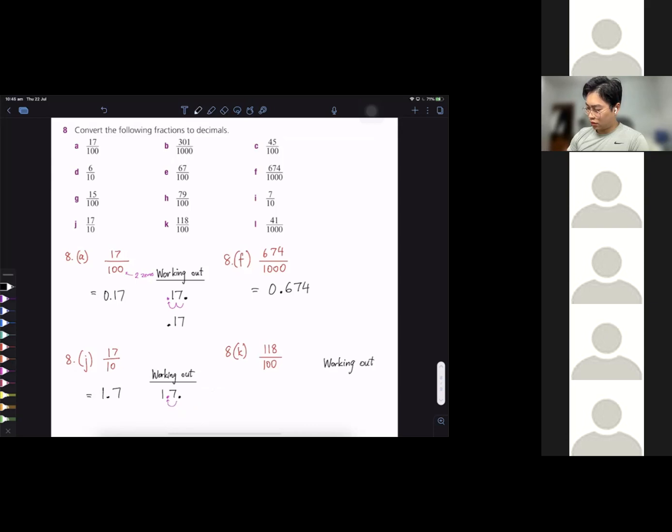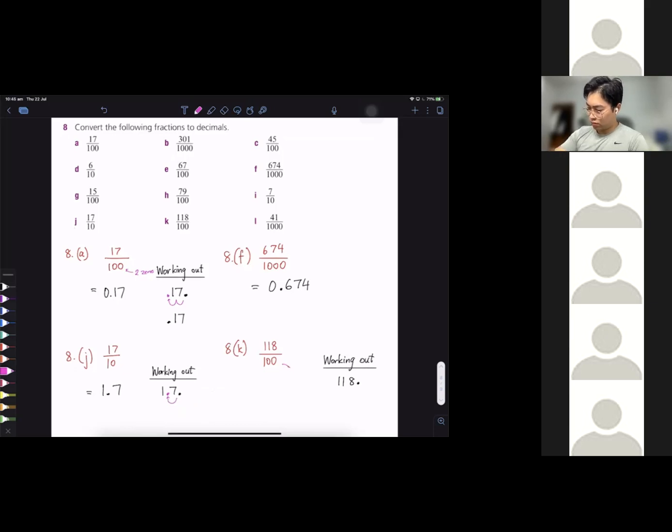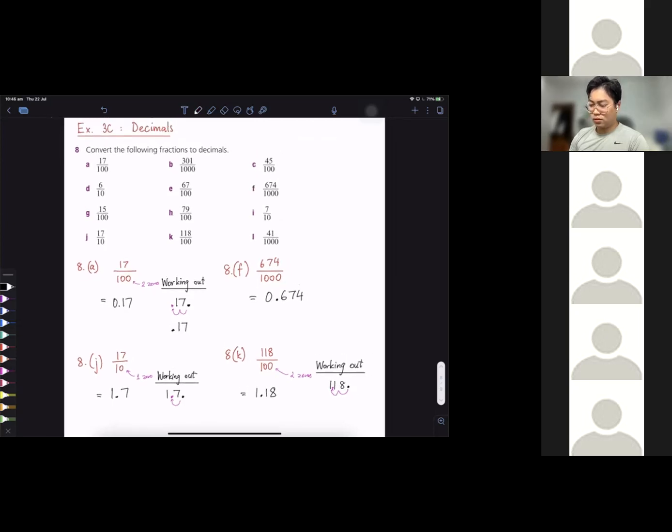If you want to show a bit of working out, that's really cool as well. Okay, so there it is.